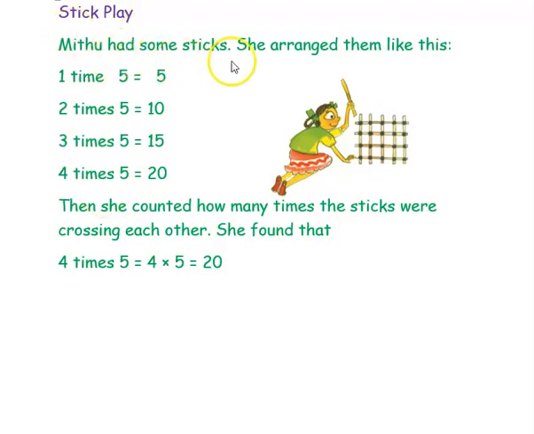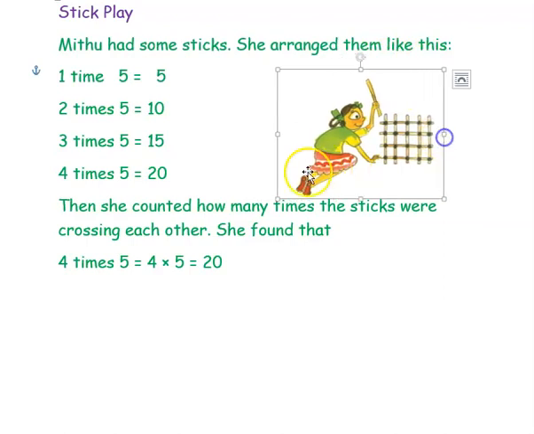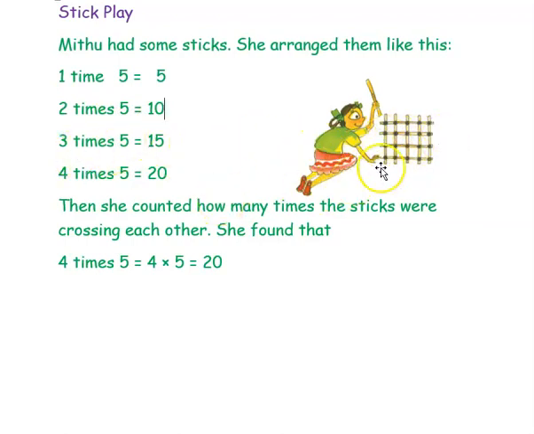Mithu had some sticks. She arranged them like this. This is the place where she arranged them. See, it's given here. You are able to see this, right? Okay. So now 1 times 5 is 5. Then 2 times 5: the second step she arranged here, so she will get 10. Then 3 times 5, the third line, is 15. 4 times 5 will be 20.